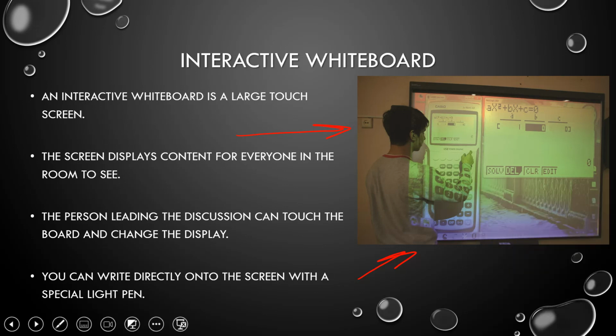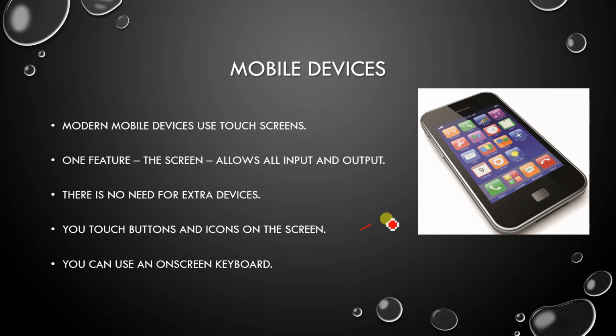Okay, and then finally, your mobile phone. Your mobile phone is a little touchscreen. You use it as an output device to see what's going on in your phone, and you use it as an input device to put information into your phone. So two examples where you might see them.